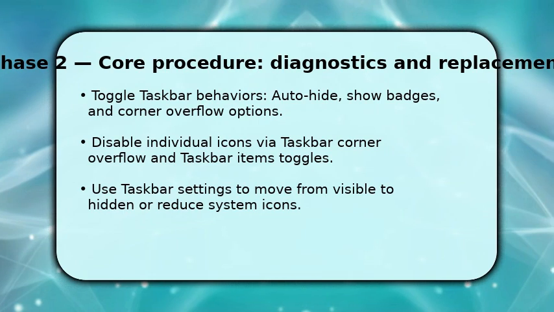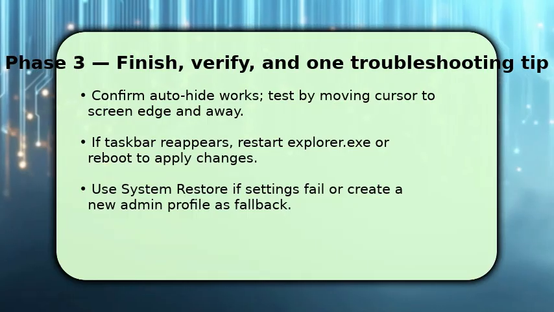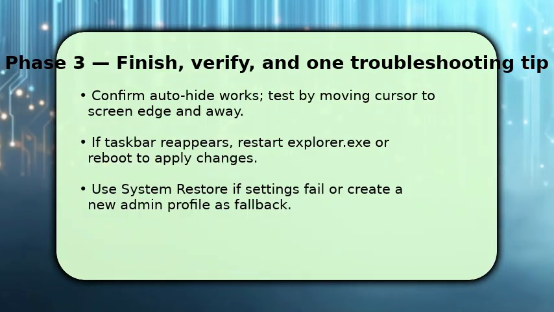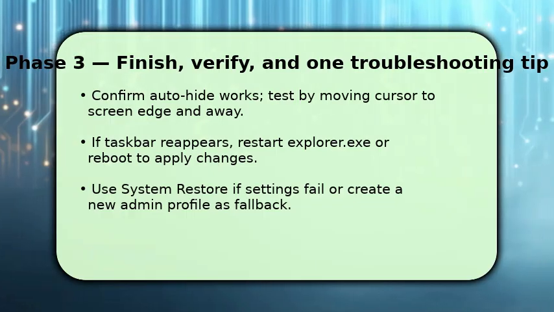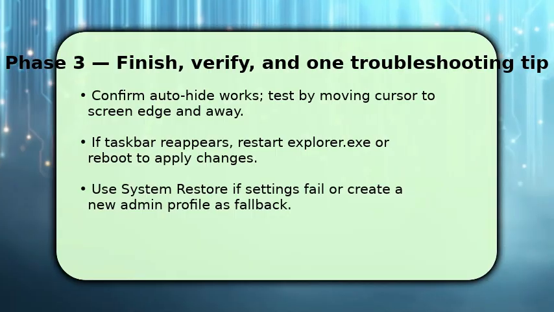You're nearly done. Test auto-hide by moving the cursor to the screen edge, then away, and make sure the bar retracts. If icons still show, restart Explorer.EXE in Task Manager. Press Ctrl plus Shift plus ESC, find Windows Explorer, and restart.